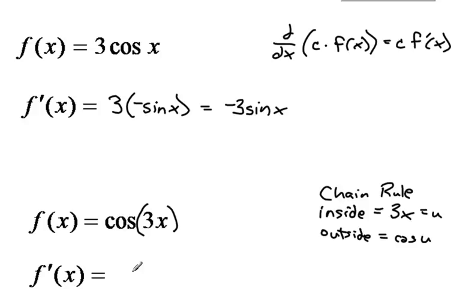Down here, we're going to take the derivative of the outside function first. Well, the outside function is cosine, and its derivative is negative sine of 3x. Remember, what's in here doesn't change when we take the derivative of the outside. And now we multiply it by the derivative of the inside, which is simply 3. And our answer could be cleaned up to negative 3 sine 3x. All right, let's move on to another example.